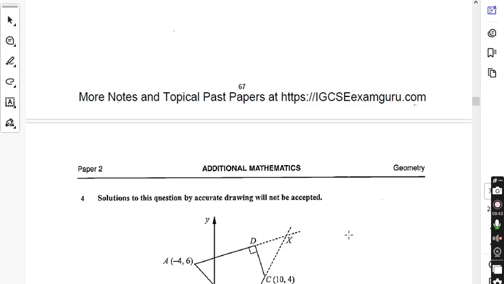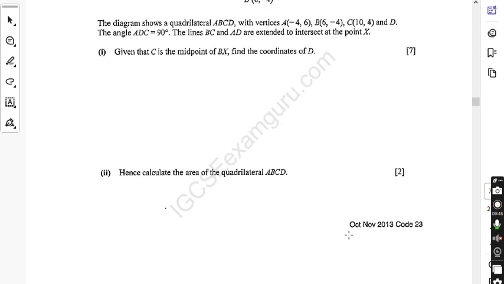In the next lecture we will do question number 4, which came in October-November 2013, paper 2-3.